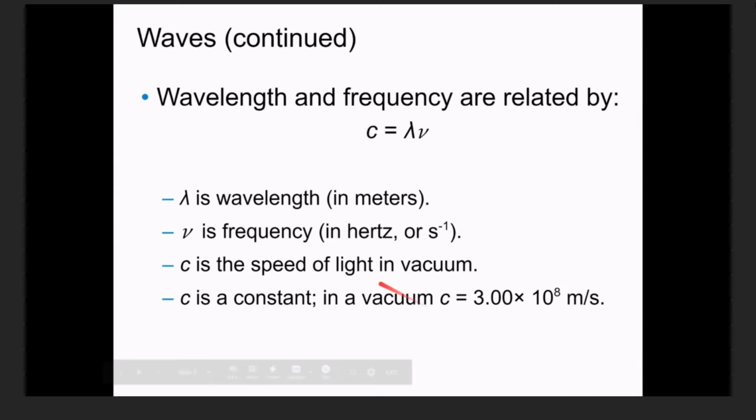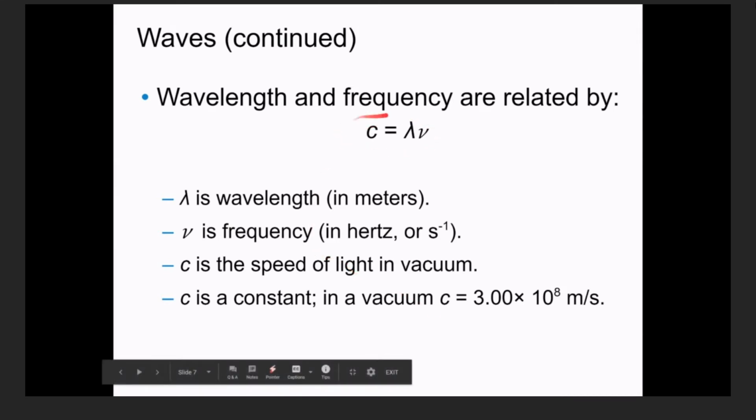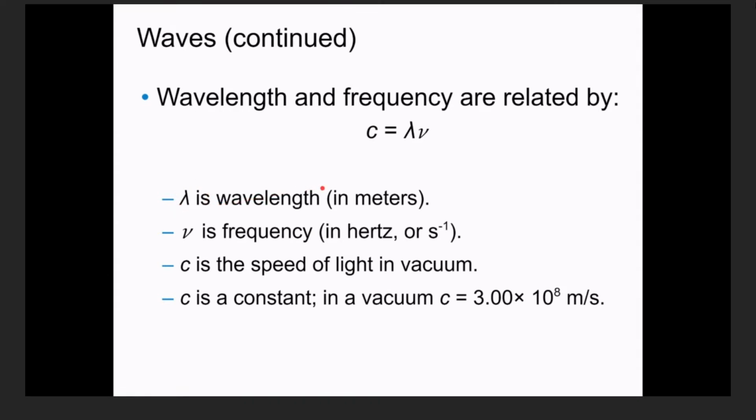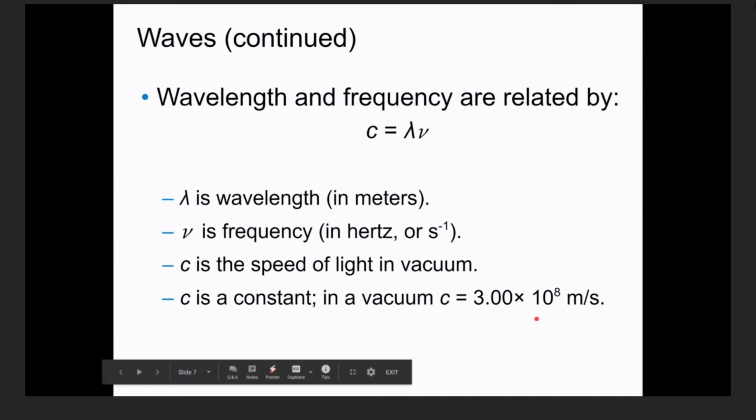Wavelength and frequency are related by C equals lambda nu. So lambda, this thing right here, is the wavelength in units of meters. Nu is the frequency in hertz, which is the same as inverse seconds, or 1 over seconds. C is the speed of light in a vacuum, which is 3 times 10 to the 8th meters per second. So C is always going to be that constant.